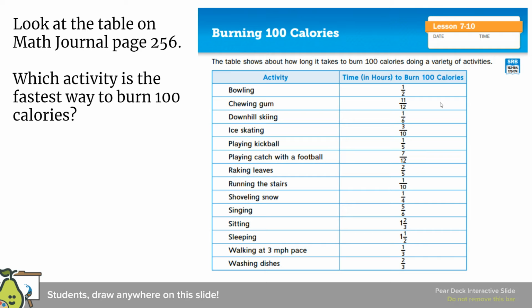So we're going to go ahead and use this, and we're just going to answer some questions. It says, which activity is the fastest way to burn 100 calories? So the fastest time would be the smallest fraction, right? Because the less minutes is your fastest way. As I'm looking right here, this is a half an hour. That's going to be like 30 minutes.